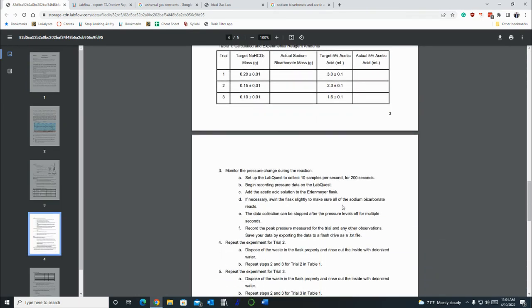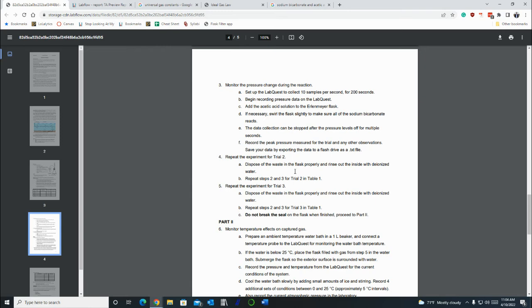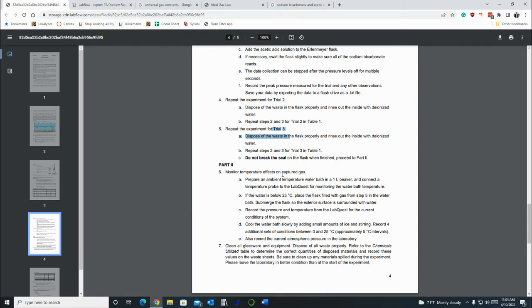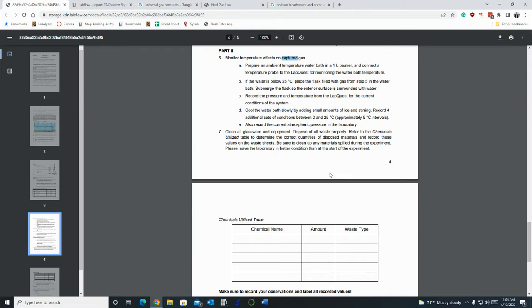And that's pretty much your entire lab. You're going to have to do the first part a couple times. You have to do it 3 times. But the second part you only do once, where you decrease the temperature. So your lab is actually very straightforward. It's pretty quick, so it should be pretty easy to get through.